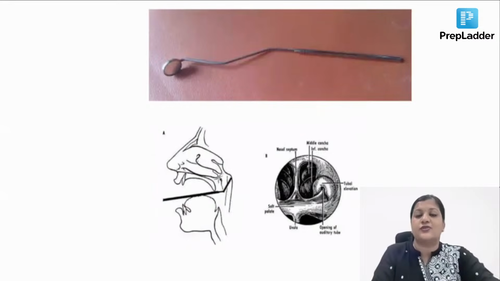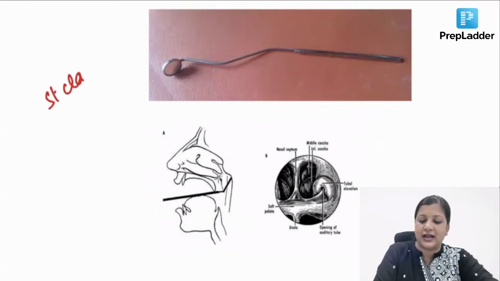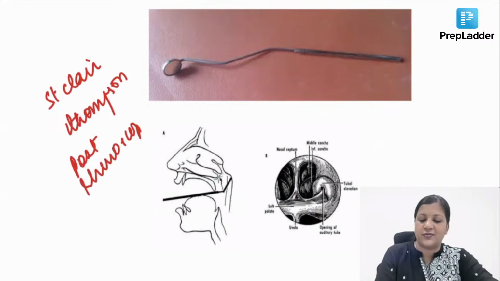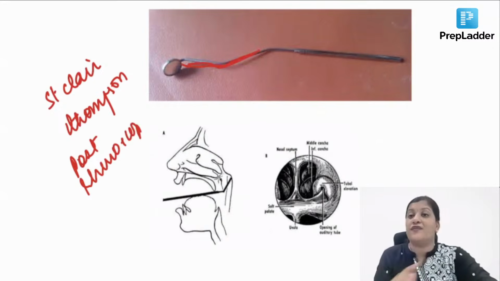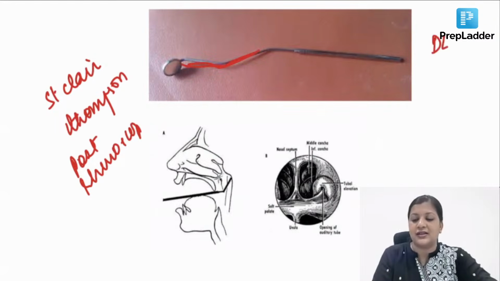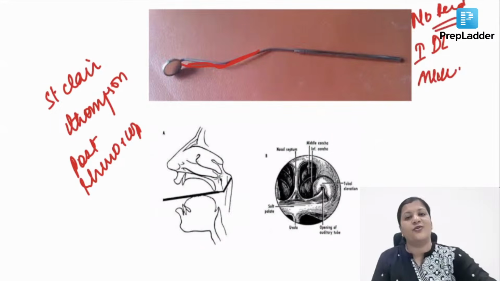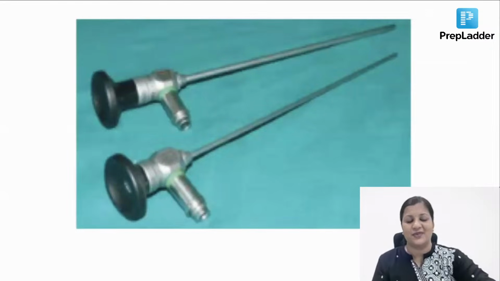This instrument that you see here is called as St. Clair Thompson posterior rhinoscopic mirror. So what is it called as? St. Clair Thompson posterior rhinoscopic mirror. It has got a bend. If there's no bend, then we call it as an indirect laryngoscopic mirror. So no bend would make it an ideal mirror. Bend would make it a posterior rhinoscopic mirror.